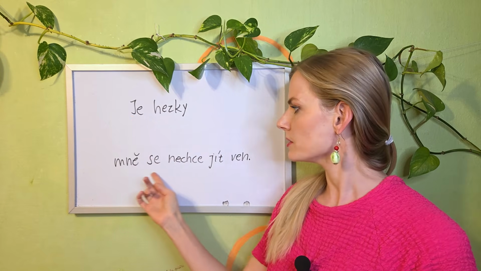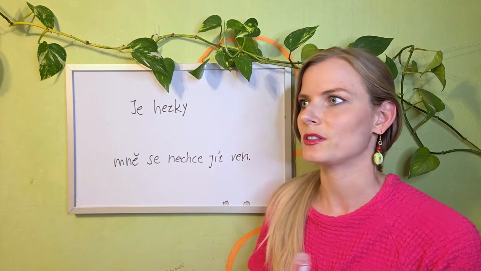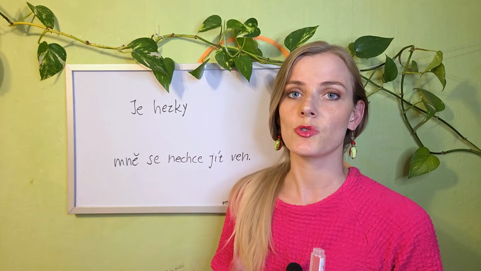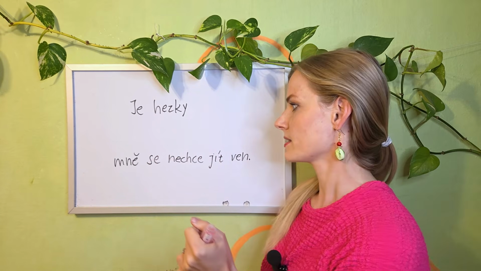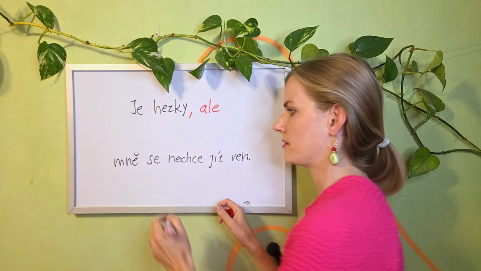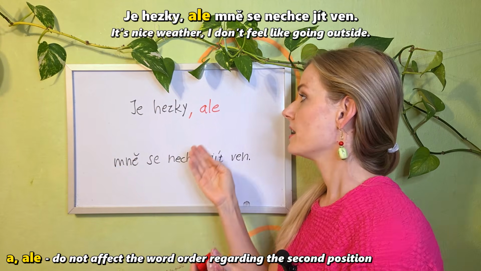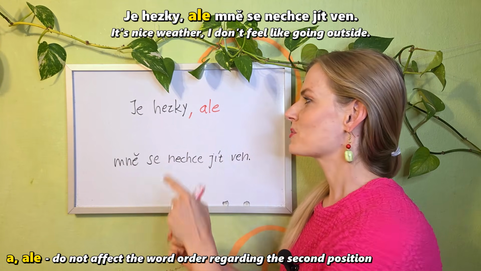Je hezky. The result is still the same. It's nice weather and I don't feel like going out. So we are going to use a contrasting connector, which would be ale. Je hezky, ale mně se nechce jít ven. Ale and a are specific connectors that do not count as a factor when it comes to the second position.